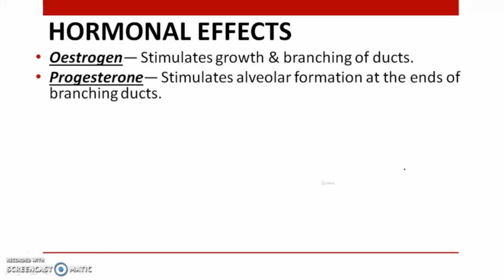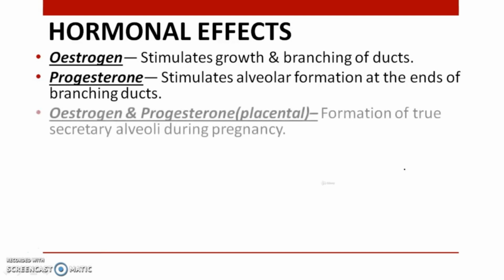These are the two important hormones that play an important role in the formation and development of the mammary gland. Estrogen stimulates growth and branching of ducts. Progesterone stimulates alveolar formation. And we also have estrogen and progesterone from the placenta, which again forms the true secretory alveoli during pregnancy. The placenta gives some estrogen and progesterone.